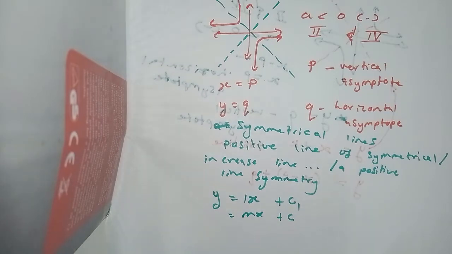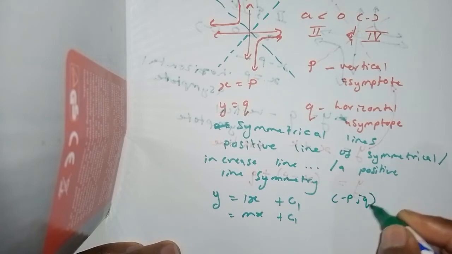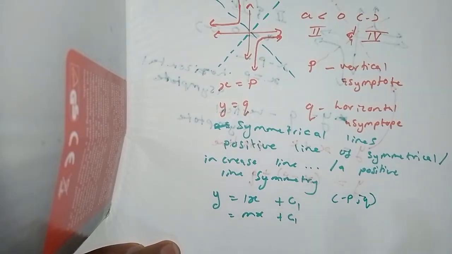Now, what do we substitute here to get our line of symmetry? We always substitute your minus p is to q. What is your minus p is to q? We always substitute the asymptotes, right? Asymptotes. Never substitute any other coordinates. Never substitute any other coordinates.